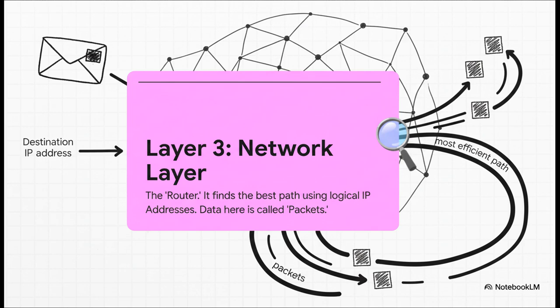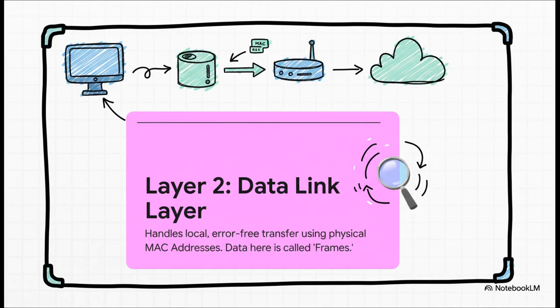So layer 3 is the master navigator of the entire internet. This is where routing happens. It looks at the destination IP address, which is just like the home address on your envelope, and it figures out the most efficient path for your data, now called packets, to take across the huge, complex network of the internet.